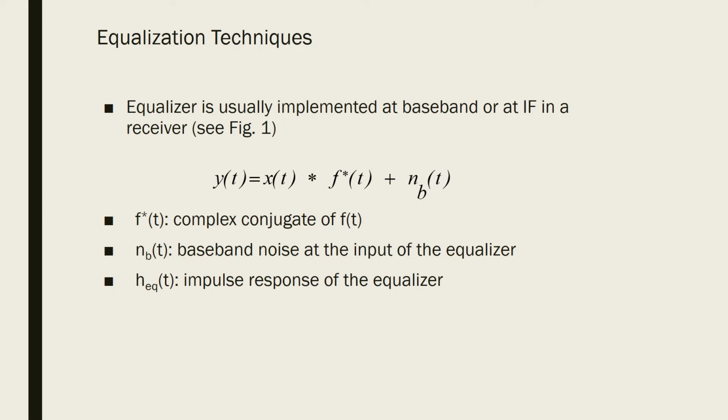So a received signal y(t) is equal to x(t) convolved with the coherent signal f conjugate of (t), plus the noise. This is going to be the baseband noise, denoted as nb(t), at the input of the equalizer, and you are going to have an impulse response of the equalizer, which is represented as h equivalent of (t). Now we'll see the block diagram.